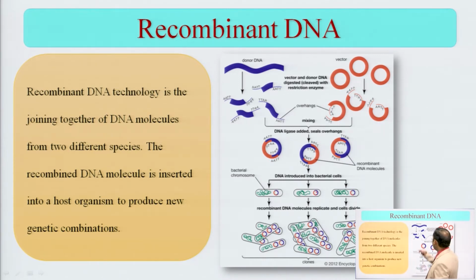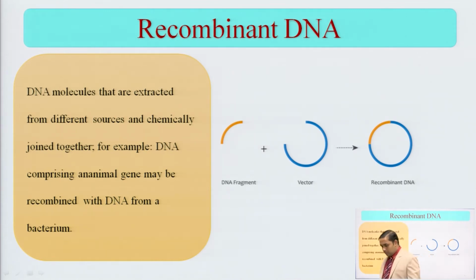Now, all of you are aware that it has some instructions, called DNA, made of nucleotides. That will also be transcribed and translated, so obviously when it is translated, we will get some results. Up to here we call it a clone. Now, if I tell you more, DNA molecules are extracted from different sources and chemically joined together.